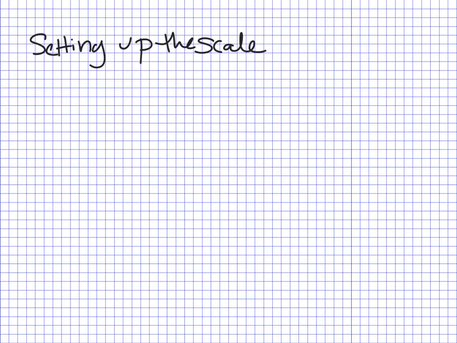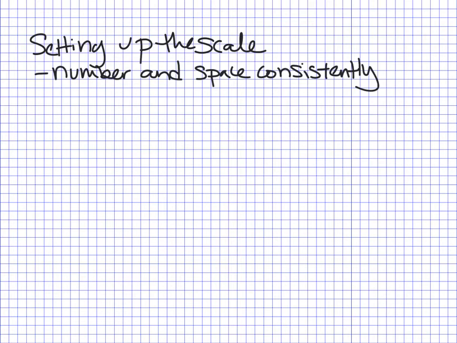When making a line plot, the first thing you need to do is set up the scale. There are a few things you need to keep in mind when you do that. The first is that you need to number and space consistently. You can count by 1s or by 2s or 5s or 10s. You can count by anything that you want as long as you do it consistently.